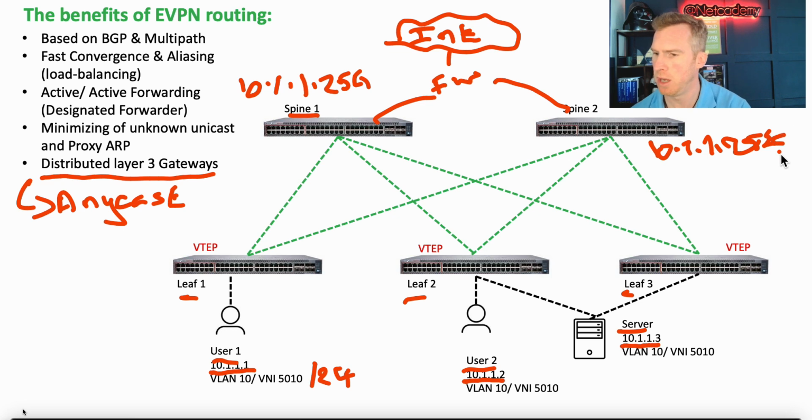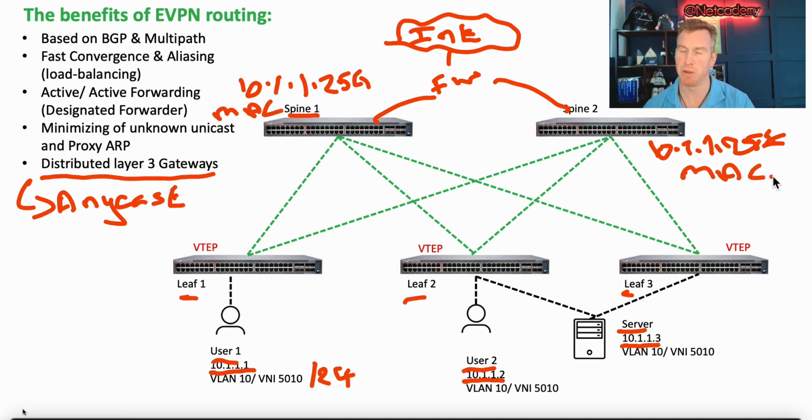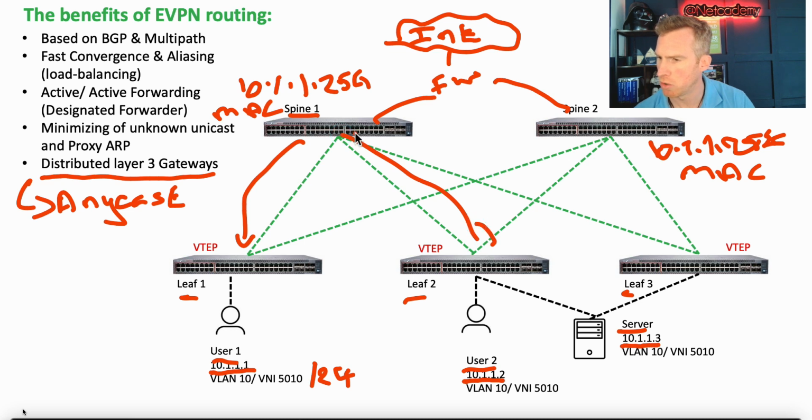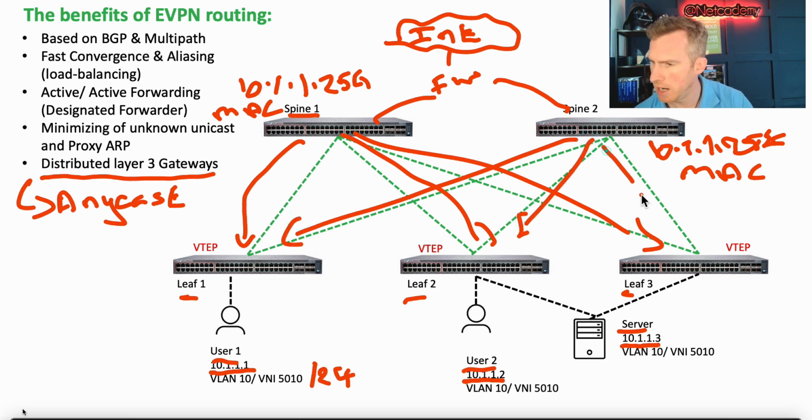Now, they're also going to have a virtual MAC address. I'm not going to draw it out, but just know there is a virtual MAC address which is pre-configured for you. It's actually the same MAC address that's used for VRRP. We're not doing VRRP here, this is EVPN, but it's the same MAC address. Now what this allows is it allows spine 1 to advertise down to leaf 1, down to leaf 2, across to leaf 3, and it allows spine 2 to advertise down to leaf 1, down to leaf 2, down to leaf 3.